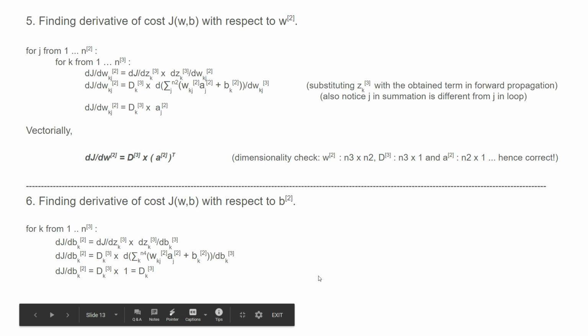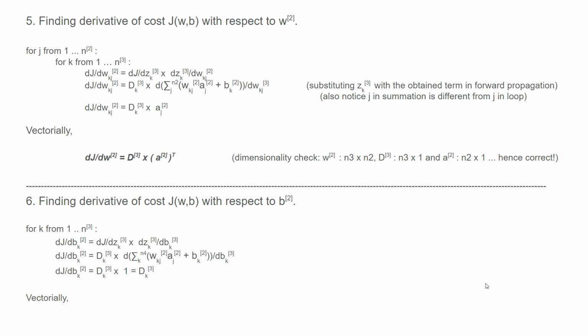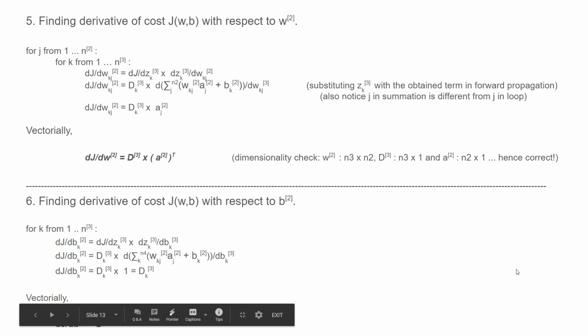Here we can again see that when db_k is differentiated with respect to the summation, only b_k will be non-zero, and that is 1, and all the other k's will become 0, and this term will also become 0. Therefore we will get only 1. Therefore dJ by db_k2 is just d_k3. Vectorially, dJ by db2 equals d3. Simple.